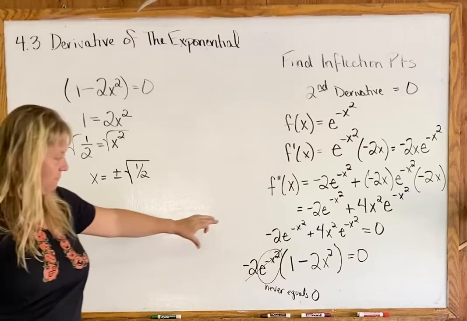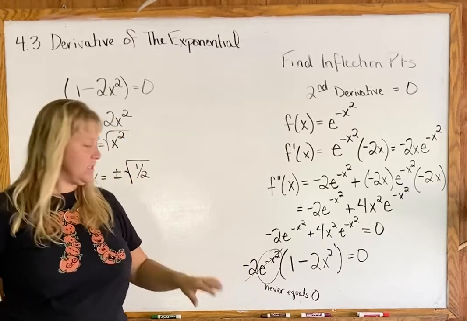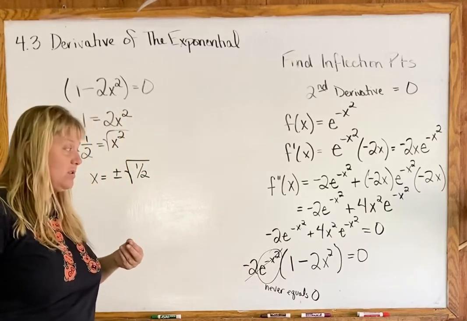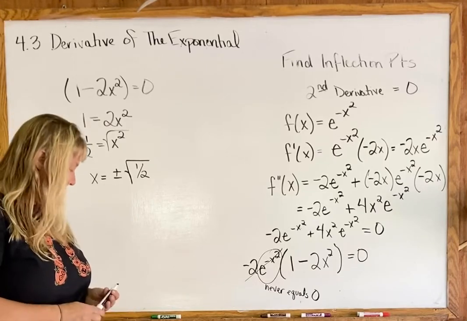Okay, but this is the biggest key that we want to focus on. I know you guys can set things equal to 0 and solve. The thing is that whenever you have that e to the x, if you can factor it out when it's set equal to 0, it really doesn't affect the problem at all.